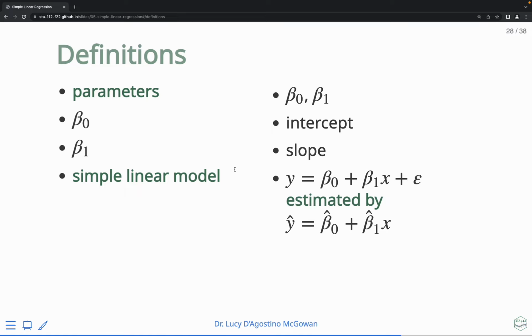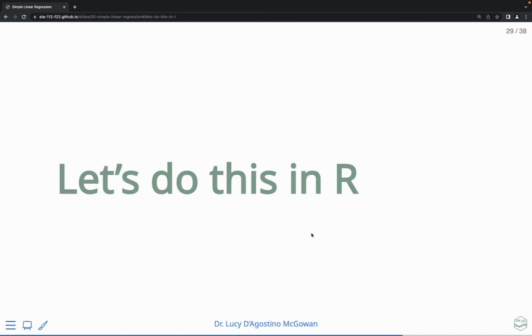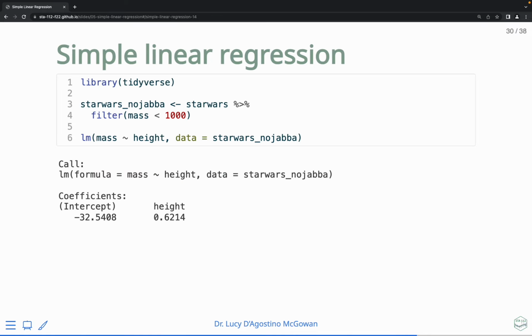Exactly. And so then the simple linear model is just this: y equals beta 0 plus beta 1x plus epsilon, which is estimated by this: y hat equals beta hat 0 plus beta hat 1x. Okay, so let's do this in R.